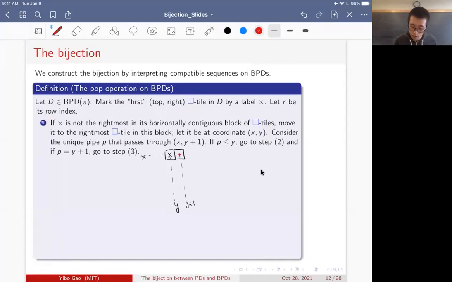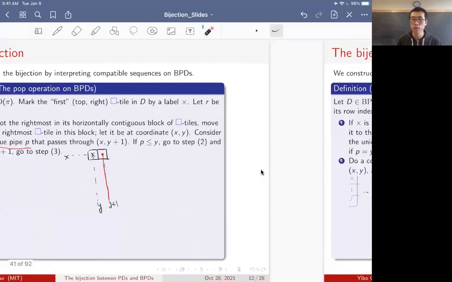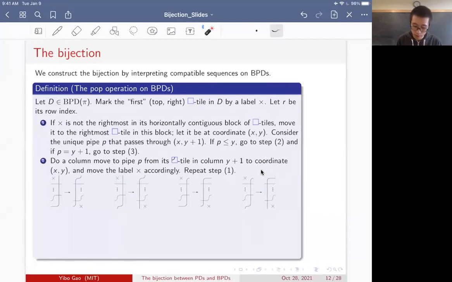There's a unique pipe that passes through this tile, and we index this pipe by P. If P is less than or equal to Y, that means this pipe is going to turn at some point. Otherwise, it can also go straight down, in which case we have P equals Y plus 1. Okay, so these are the two cases. Let's say P is less than or equal to Y, which means this pipe is going to turn at some point when we go to this step. As you can see here, this pipe is going to turn at some point.